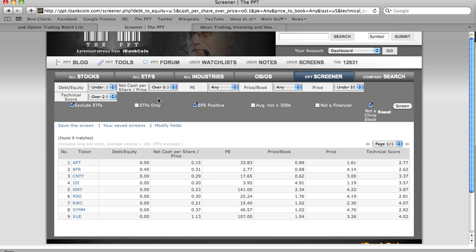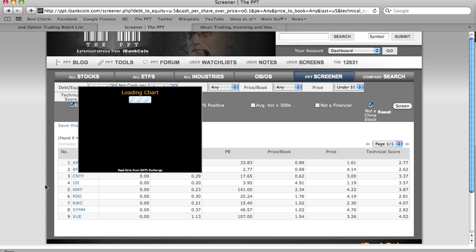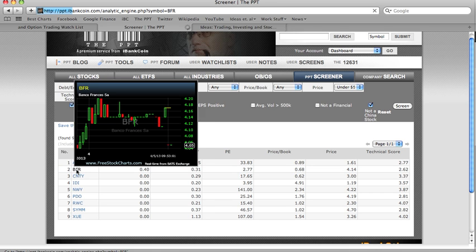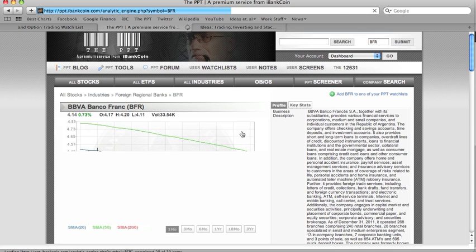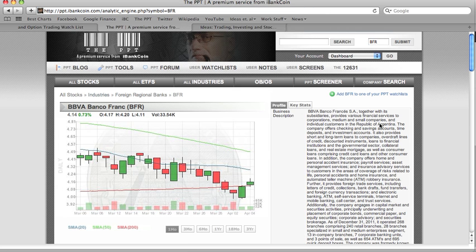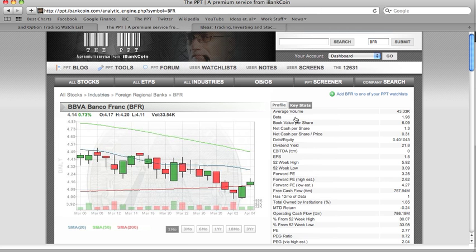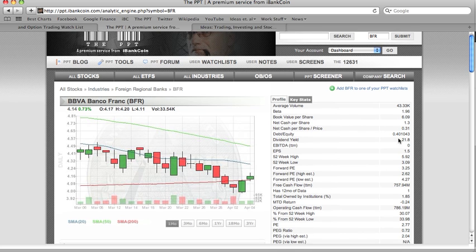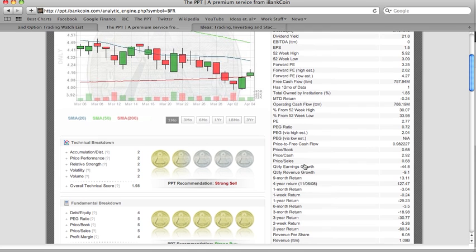So, once you've identified things in the screener and you've clicked through and done a little bit more research on your favorite Argentinian bank, for example, you see that it's trading below, that the cash per share is 1.3, that's huge. The net cash per share price, 30%, it's pretty good. Book value is high. So the EPS is positive. Revenue growth is slowing last quarter.